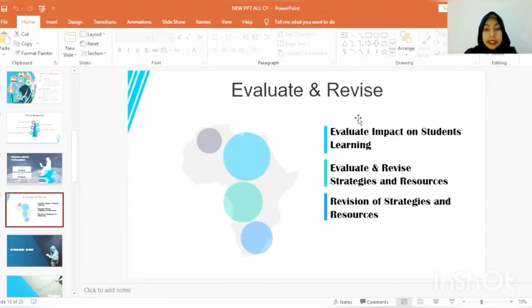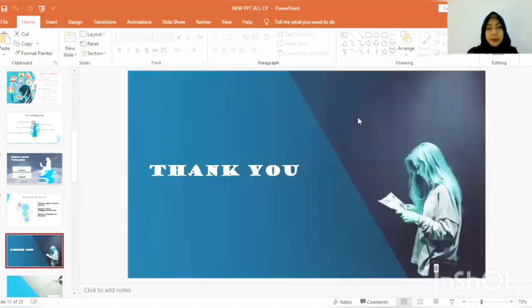The final component here is evaluate and revise. It is essential to the development of quality instruction. Without this step, it is often impossible to know whether instruction is successful or how to revise the unsuccessful strategies. There are 3 types of evaluate and revise. The first one is evaluate impact on student learning. The second one is evaluate and revise strategies and resources. The last one is revision of strategies and resources.